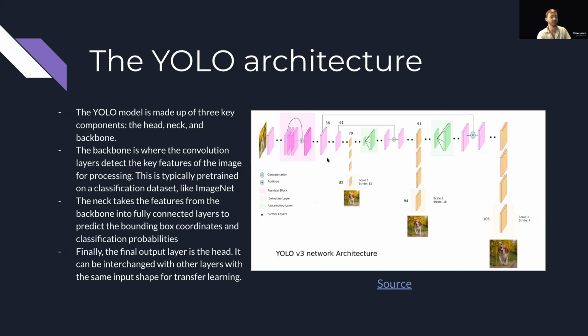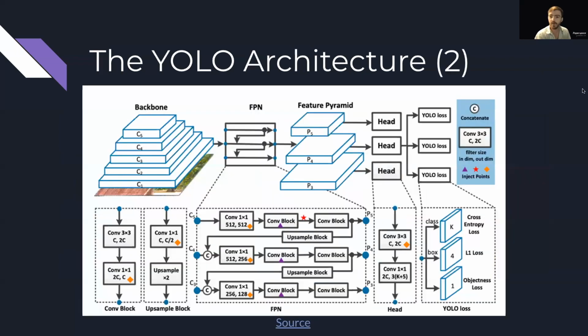The neck takes the features from the backbone into fully connected layers to predict the bounding box coordinates and classification probabilities. Finally, the output layer is the head. It takes everything together and then generates your image with the bounding boxes. It can be interchanged with other layers with the same input shape for transfer learning. And here I have an image from YOLOv7 showing what that process looks like. YOLOv7 added 3 different scales, which is why it has this output at 82, 94, and 106. But that's what's happening there. All right, part 2, YOLO architecture.